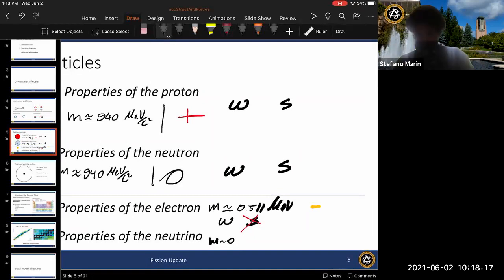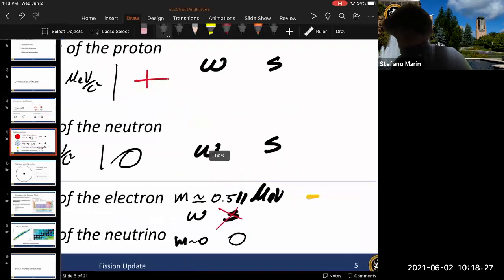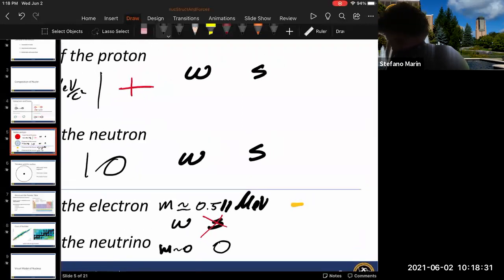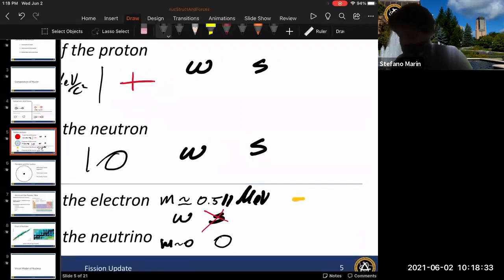The neutrino, again, the word neutral is in there, so we know that the charge of the neutrino is also zero. There are actually different types of neutrino, but that's something we don't really have to worry about for this presentation. They have very similar properties. And lastly, they carry the weak charge, but they do not carry the strong charge.